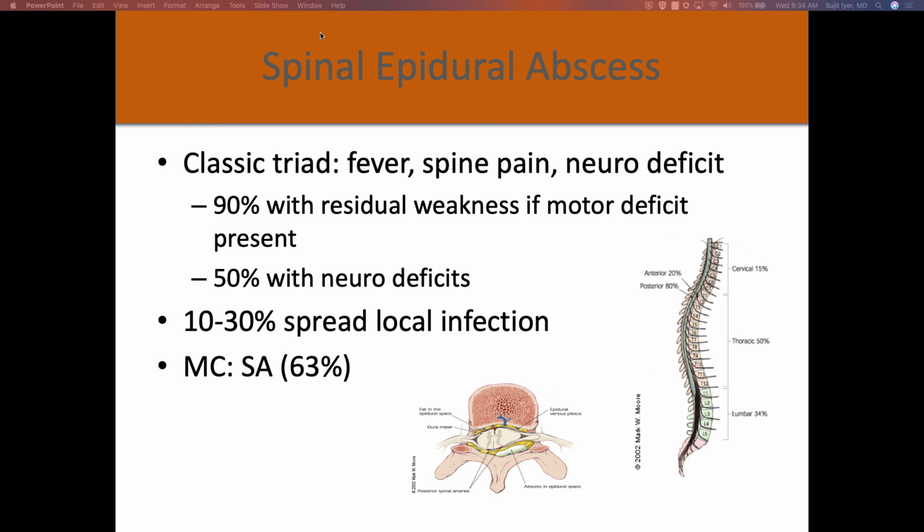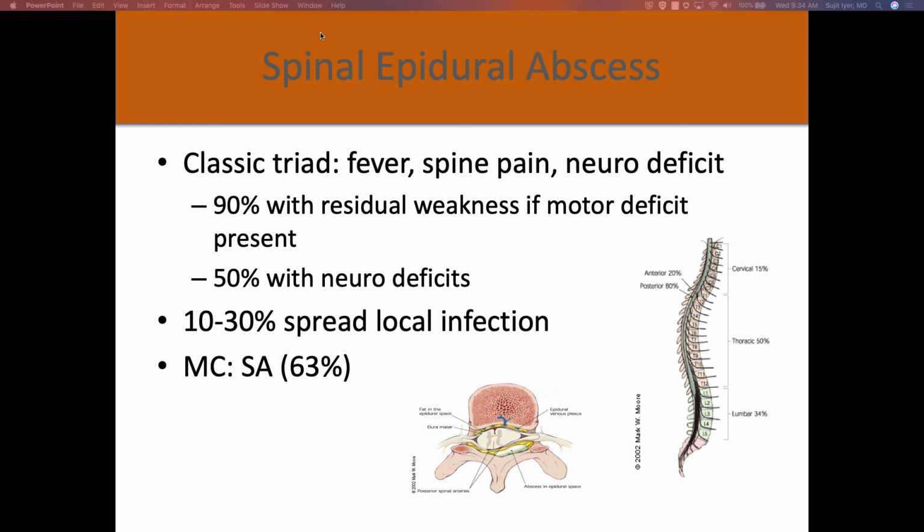And with that history and everything, you'd be worried, of course, about an epidural abscess collection. And so this patient did have a spinal epidural abscess. Again, not super common, but the classic triad that's associated with this is spine pain, fever, and then also having a neuro deficit. Once a motor deficit presents with this scenario, they often have residual weakness associated with it the majority of the time, as well as residual neuro deficits.